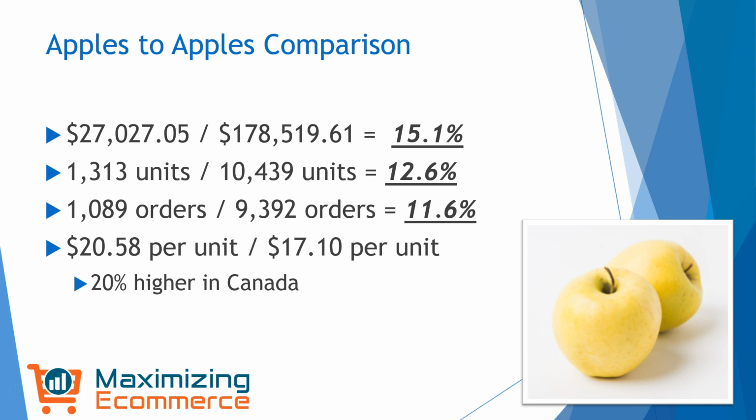Now, some of it is the mix is a little different of which products I sell in Canada. It's not that far off, but some of my more expensive items sell. So that's why I'm selling about 20% higher per unit sold. So that's what skews things towards 15% when you look at the actual number of orders. I'm only at about 11.5% of the orders in the US that I make in Canada, and so that's why sales are about 15% of my US sales is what I make in Canada.